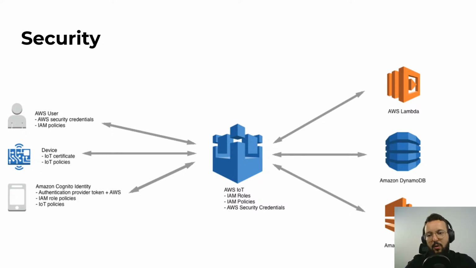You can generate IoT certificates. The same goes with Certificate Manager, with the private CAs, and so on and so on. You can additionally have AWS user management with IAM, and you can have Amazon Cognito as an identity provider, which allows you to have the authentication provider token and also role policies, IoT policies for the devices. So the full integration with the security suite is in place.